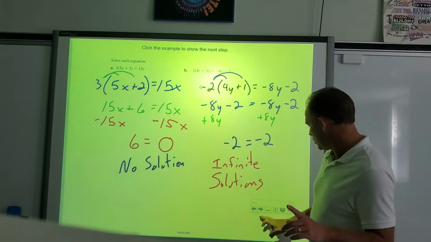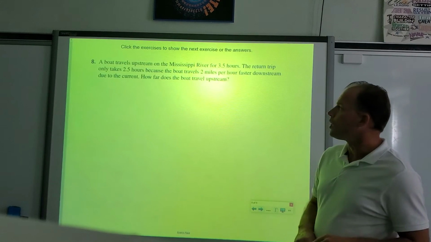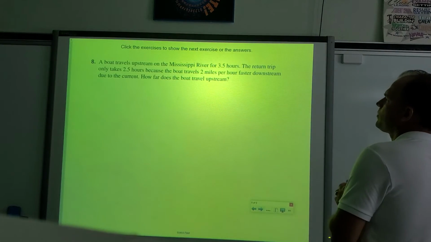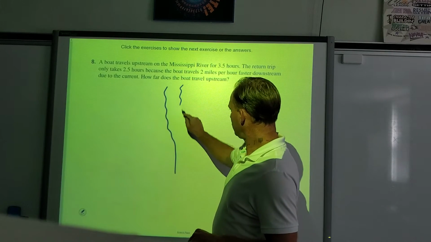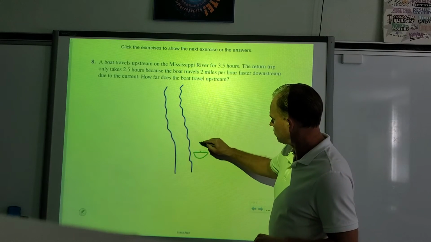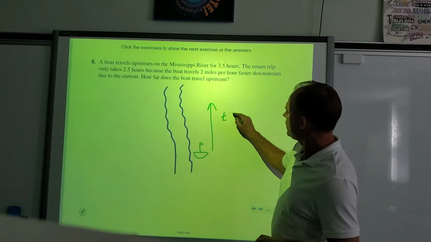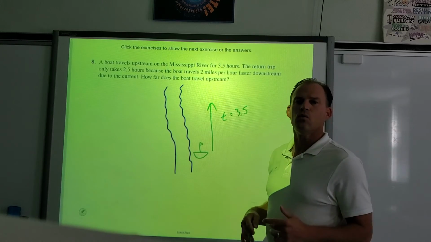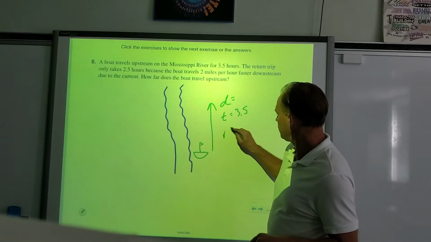All right, I do want to tackle one word problem, okay? A boat travels upstream on the Mississippi River for 3.5 hours. So I've got a boat going upstream on the Mississippi River. Time is 3.5. What do we not know? Well, we don't know how far, distance, and we don't know how fast, rate.